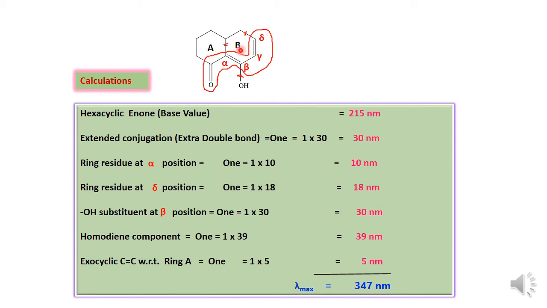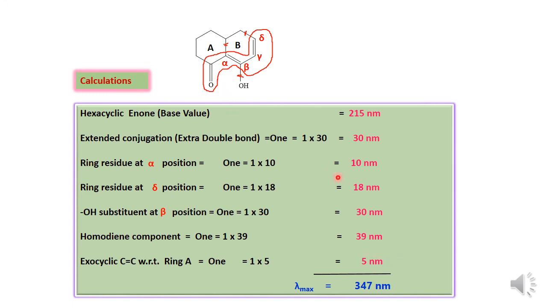With respect to ring B, you cannot get a double bond here. There are only single bonds, and therefore with respect to ring B there is no exocyclic double bond. With respect to ring A, there is one exocyclic carbon carbon double bond, and we will not consider this carbonyl group as an exocyclic double bond. So this point you have to remember.